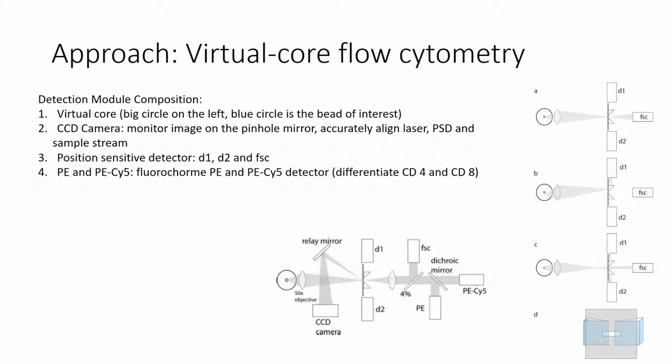The light coming from the focused microscope is then going through the pinhole and captured by three position sensitive detectors, D1, D2, and FSC. As a result, the signals from the three PSDs can be analyzed to determine the position of the particles or cells in the confocal area. With this application, it can also be used to count the cells or particles.